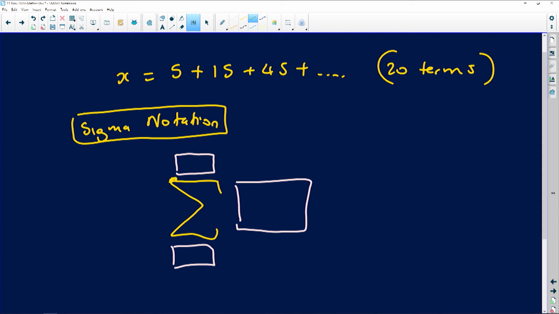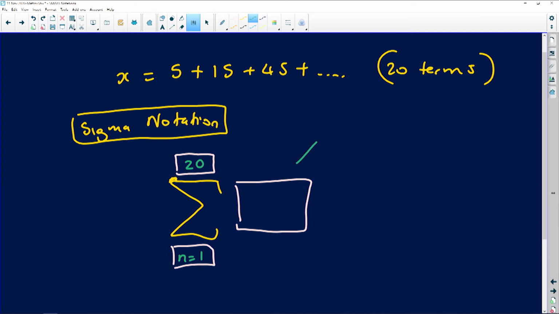Okay, starting from the bottom, you always put n as 1. If you have to write it in sigma notation, start from 1. You can obviously start anywhere, but for simplicity, always start at 1. All right, what you put on top is the total number of terms you're dealing with. So we're dealing with 20 terms. We're going to go from term 1 up to term 20, thanks to the information that was given to us.